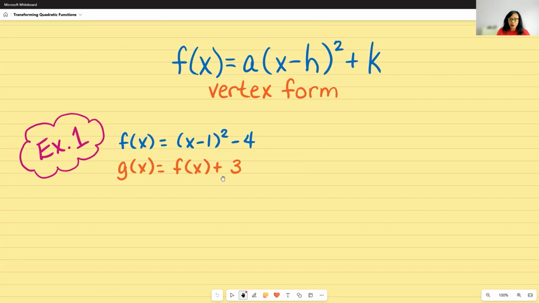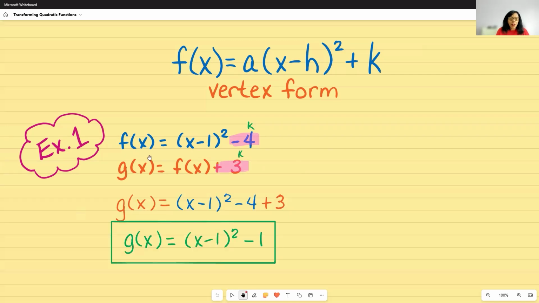The easiest way to do this is to substitute in this portion of my f of x right here, and then combine my -4, which is the k for f of x, with the +3, which is my g of x, and this is what the final answer will look like. I took all of f of x and I put it in parentheses, and I put it in the place of f of x. However, g of x asks me to add 3. What I'm doing in essence is just combining my k values.